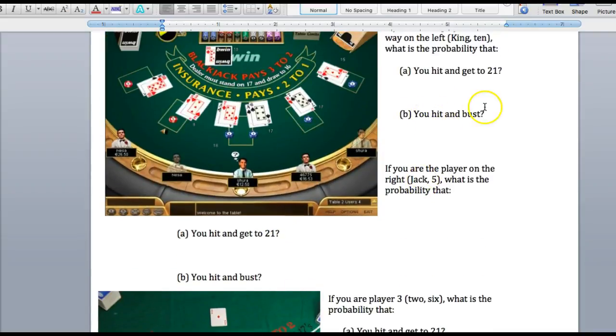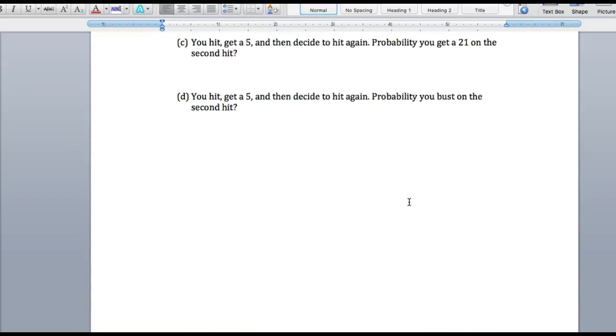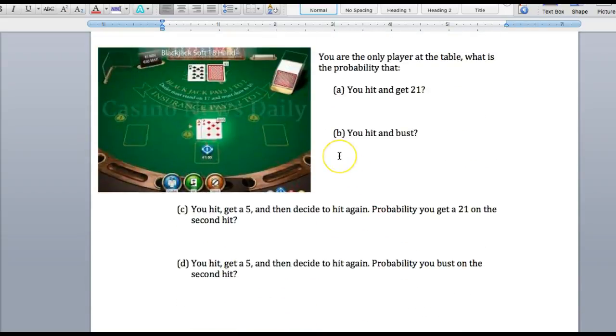So then you want, hit and bust. So what are the cards that would make you hit and bust? It's basically everything but an ace, right? So that's what you're looking for as you go. The rest of them are just like that, except for this last one here.